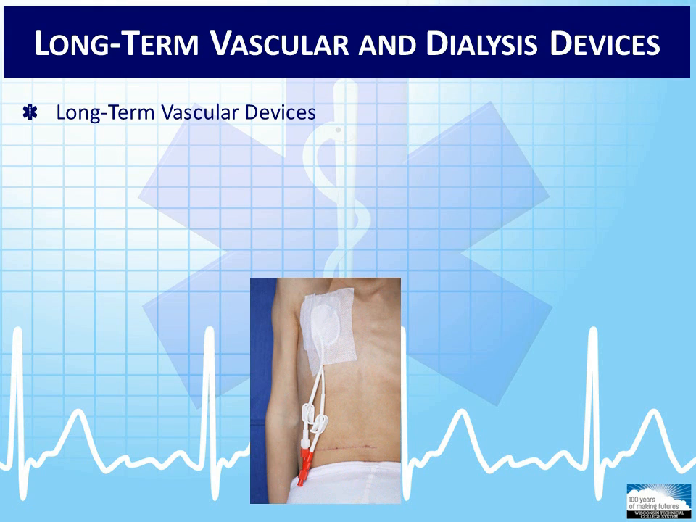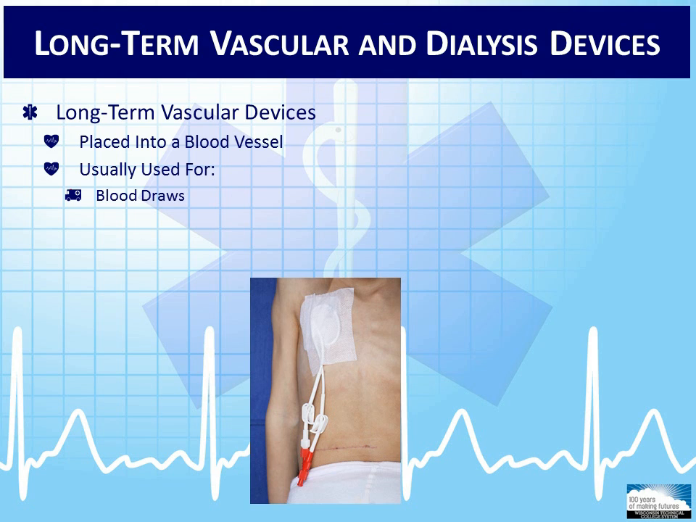These devices may also be referred to as central lines, central catheters, or by the specific type of device, such as a MedPort or PICC line. A vascular access device is a flexible plastic tube or catheter that is placed into a blood vessel for routine blood draws, medication or nutrient administration, or a combination of all three. These devices are usually located on the anterior chest or upper arm.